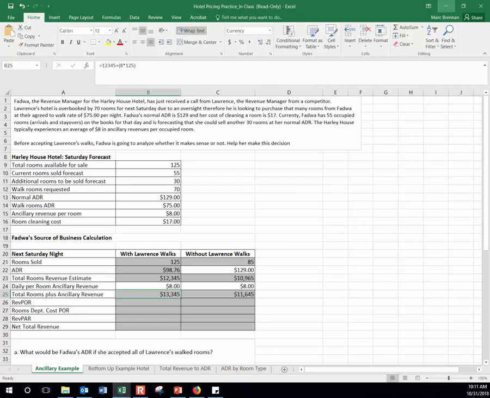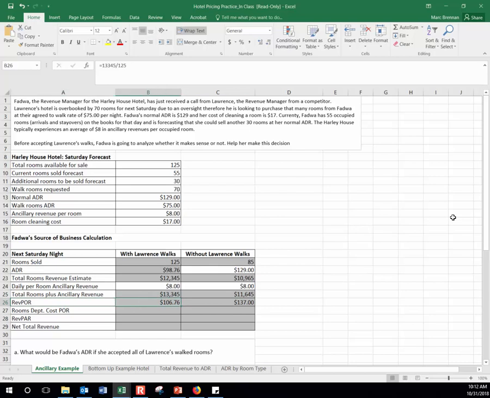So now we need to figure out our revenue per occupied room, our RevPOR. To do this, we're going to divide my total rooms plus my ancillary revenue by how many occupied rooms we have. So $106.76. We'll do the same over here, my revenue plus my ancillary revenues, which is my 11,645. We're going to divide it by how many rooms we would have sold. So it'd be $137 revenue per occupied room.